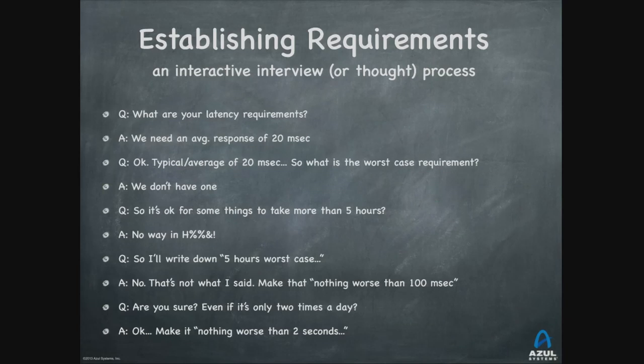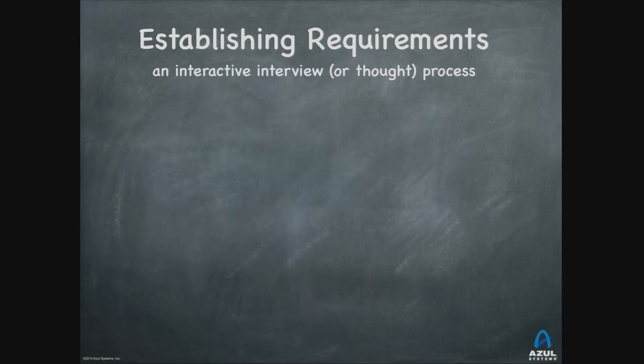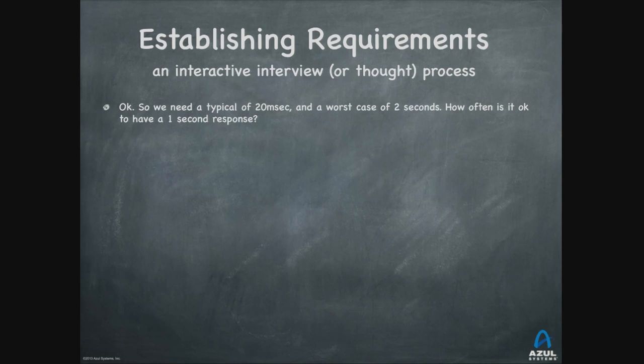But, you know, okay, every once in a while, a 2 second max is what I want. Now we have two numbers. We have a typical and we have a worst case. That feels much better than just one, but that's not nearly good enough. Here's the next question. I can do a typical of 20, a worst case, I'll never do a 2. How often am I allowed to do 1 second?